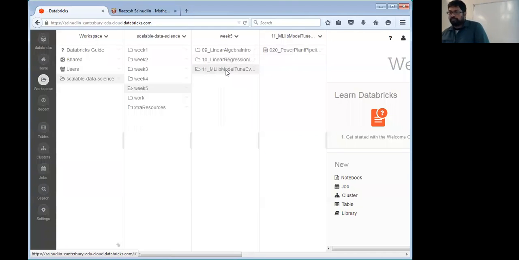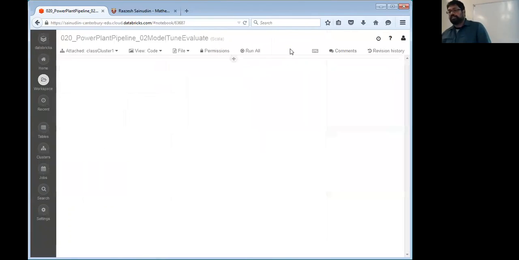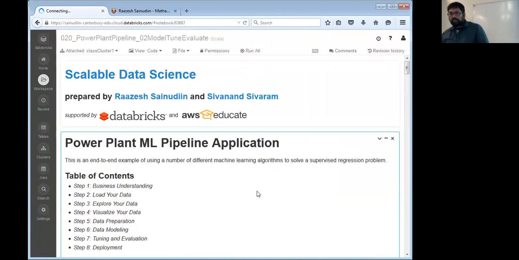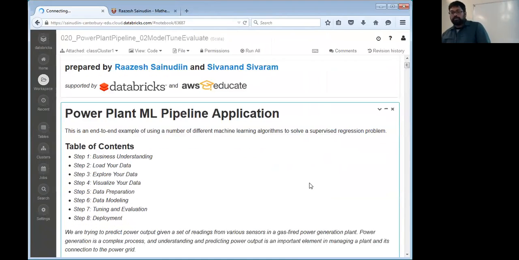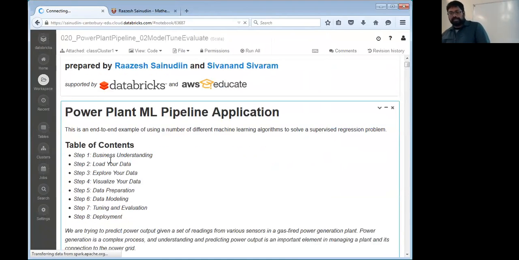And then this is the bulk of it, the 2016 machine learning library power plant pipeline. We are essentially going to be spending more time on this. Remember, we already did step 1 through step 4 before when we did Spark SQL and data frames. Now we're going to do the other steps: data preparation, modeling, tuning, and evaluation.